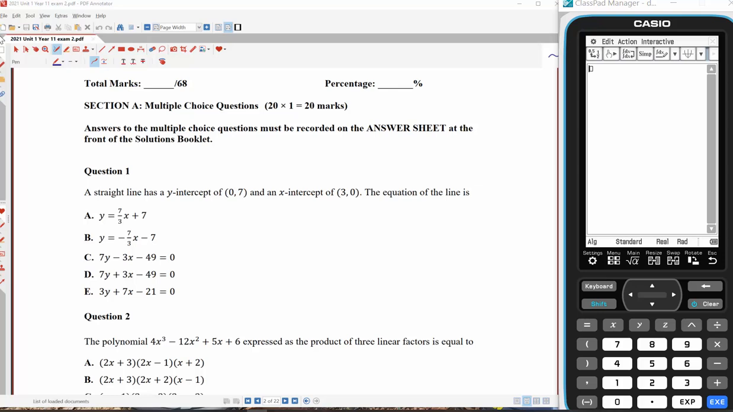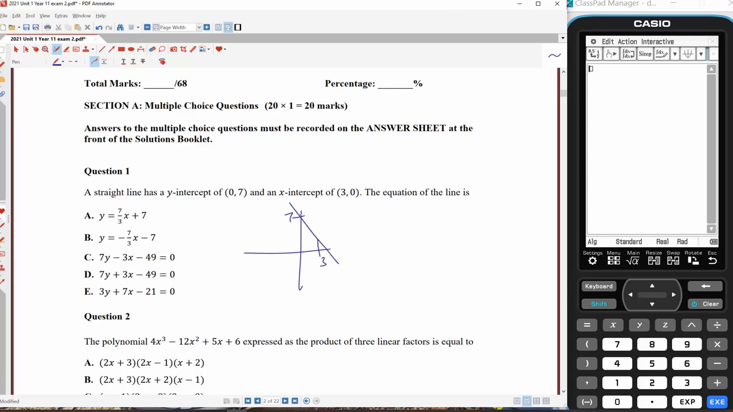What I'll do in this video is work the MCQ of the 2021 Exam 2 Semester 1 Methods paper, and then in a separate video I'll do the analysis section. So here we go. Question 1 is a linear function going through 7 and 3.